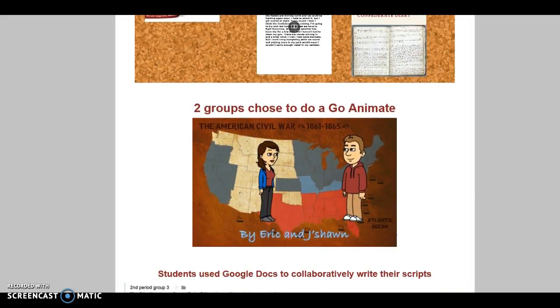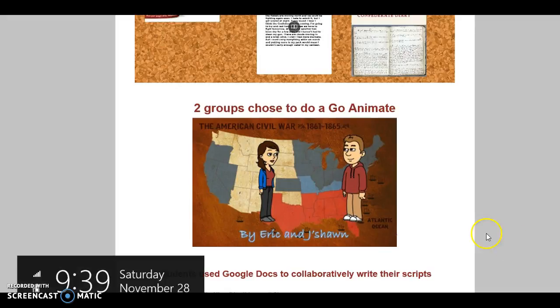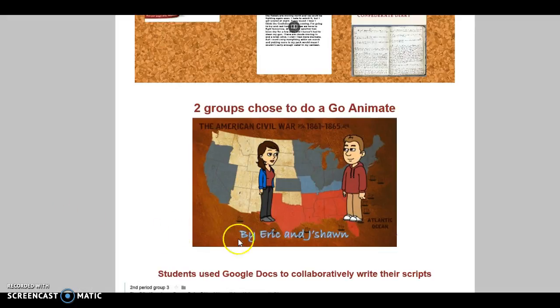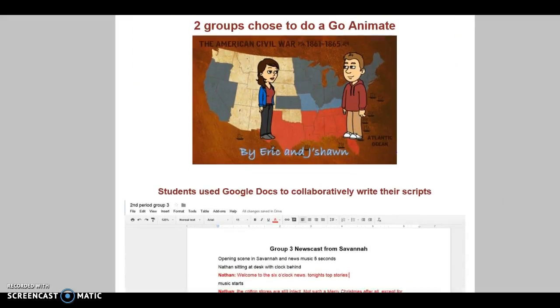Two groups did a Go Animate. The fun thing about this was they first used it with the electronic voices, and then when they'd finished decided they didn't like them, and they went back and re-recorded all of the voices on Audacity, and Eric did the girls' voices. It was quite funny.